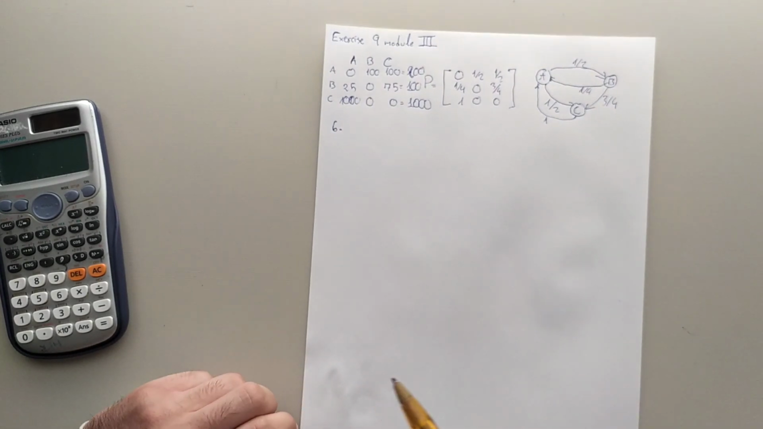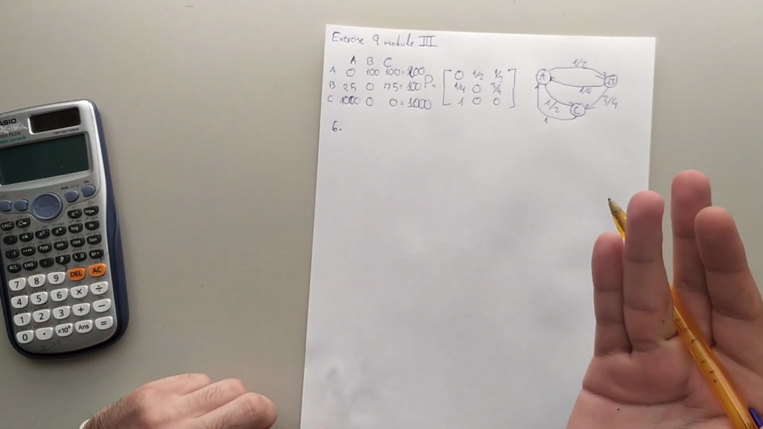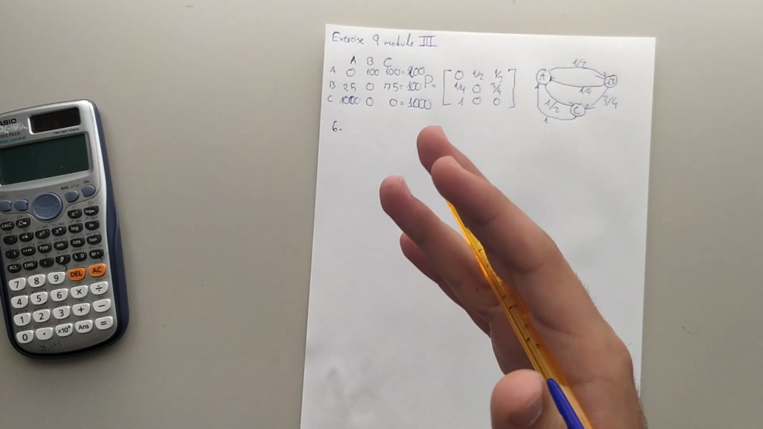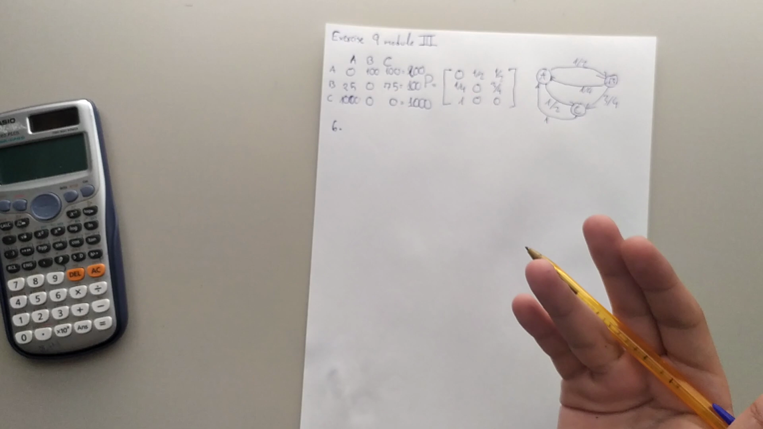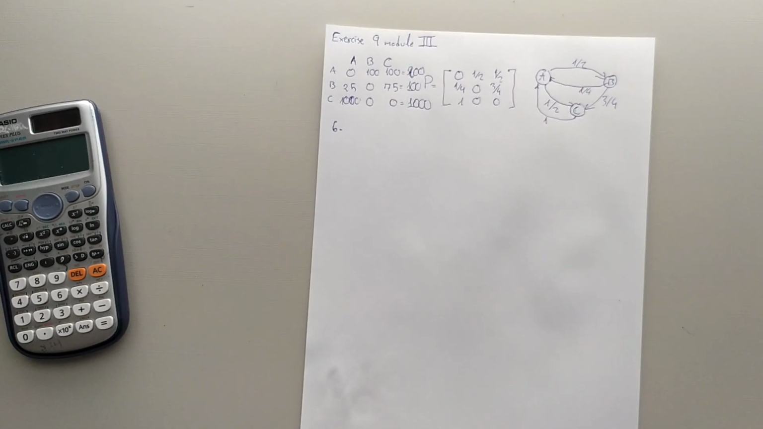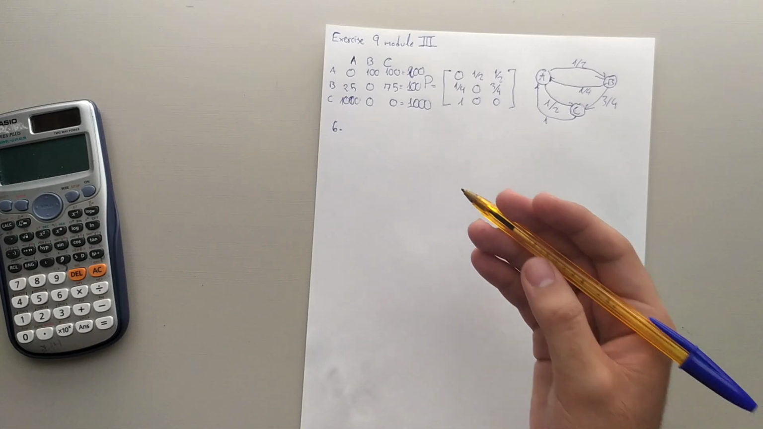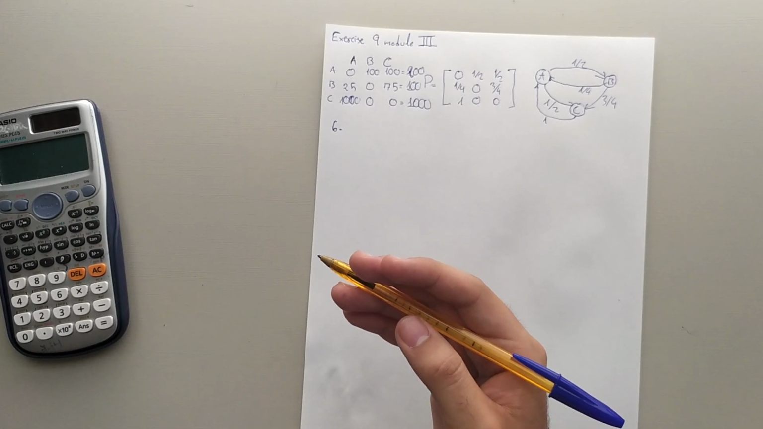And it is not periodic, because a periodic chain can return to a state only at multiples of some integer larger than 1. And in part B, we have to obtain the ranking probabilities of each site.